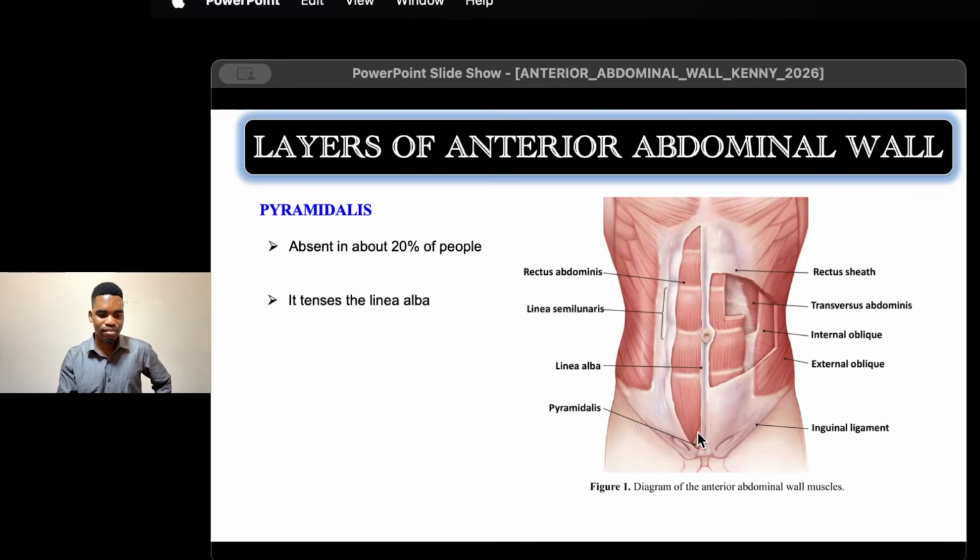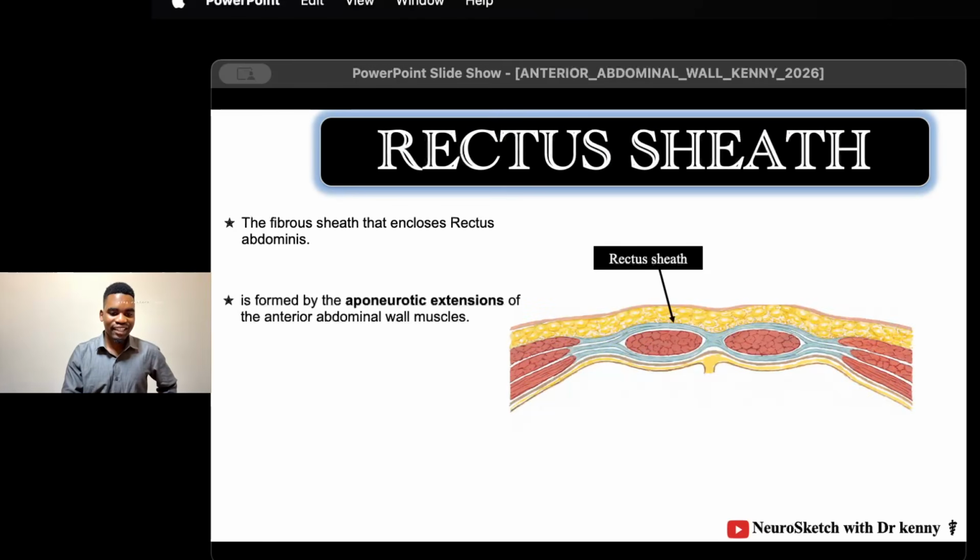Okay, now let's see the rectus sheath. We have a fibrous sheath which covers the rectus abdominis muscle. This is the rectus abdominis muscle, and this is the rectus abdominis muscle. This sheath is formed by the aponeurosis of these three muscles: external oblique, internal oblique, and transversus abdominis. They form the aponeuroses, and these aponeuroses cover the rectus abdominis muscle. But this is variable depending on different regions of the body. Let me show you here.